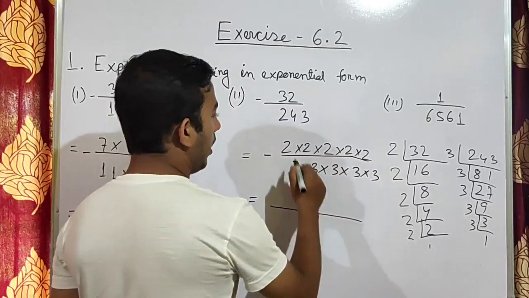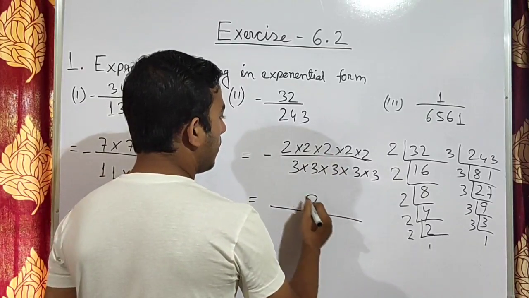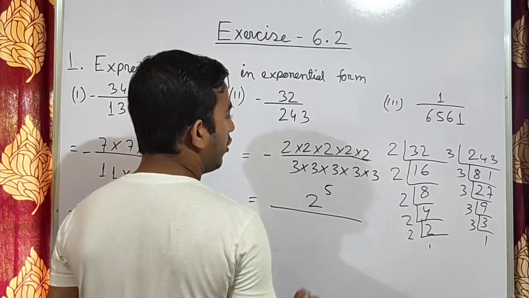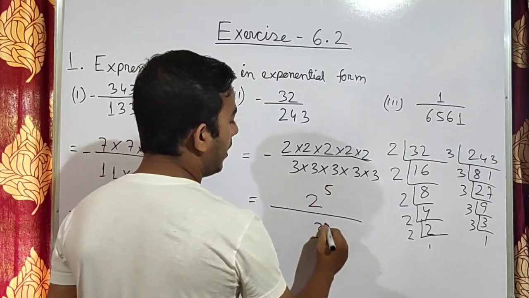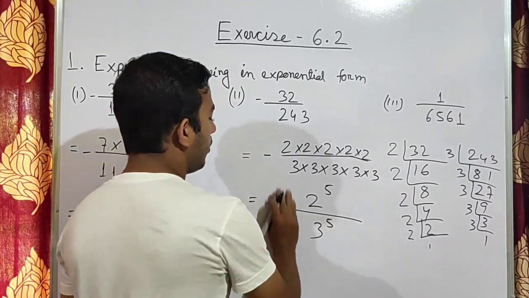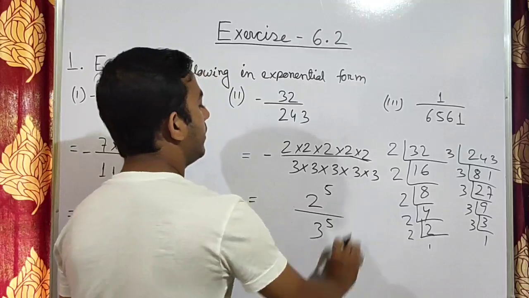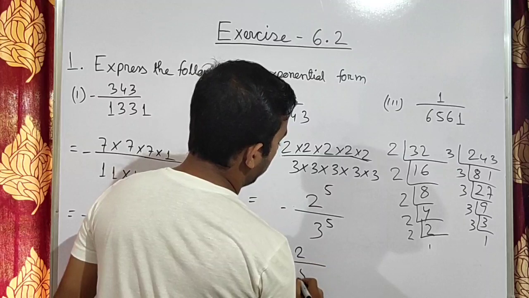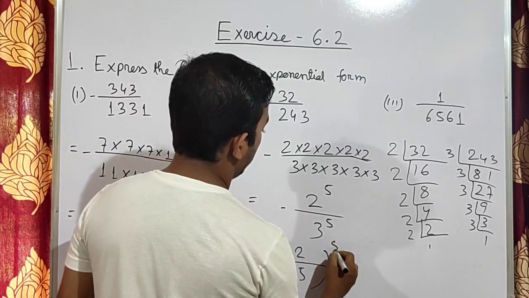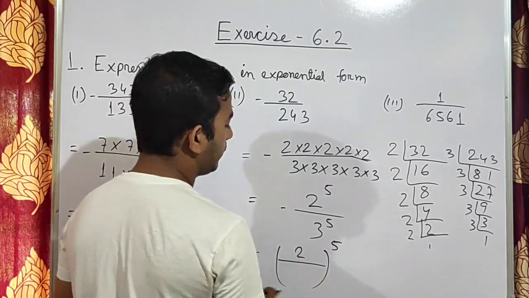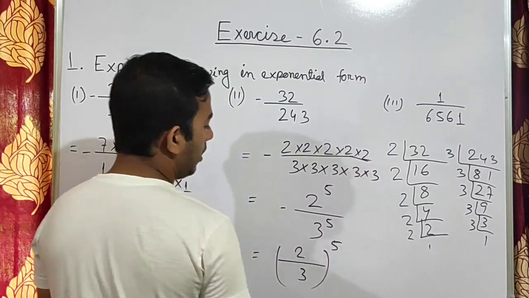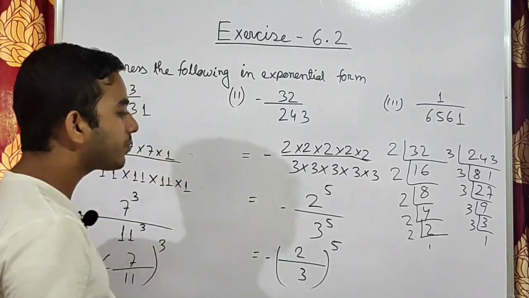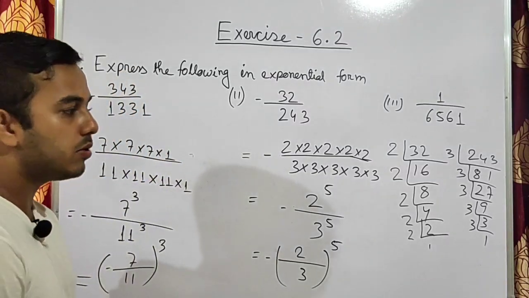So now which number is multiplied? 2 is multiplied. How many times? 1, 2, 3, 4, 5. 5. Here in the denominator which number is multiplied? 3. How many times? 5 times. And in front we have 1 minus sign. Clear? Now if we take common, 2 by 5, sorry 2 by 3, 2 by 3 to the power 5 minus 2 by 3 to the power 5. Okay, I hope this is clear to you.